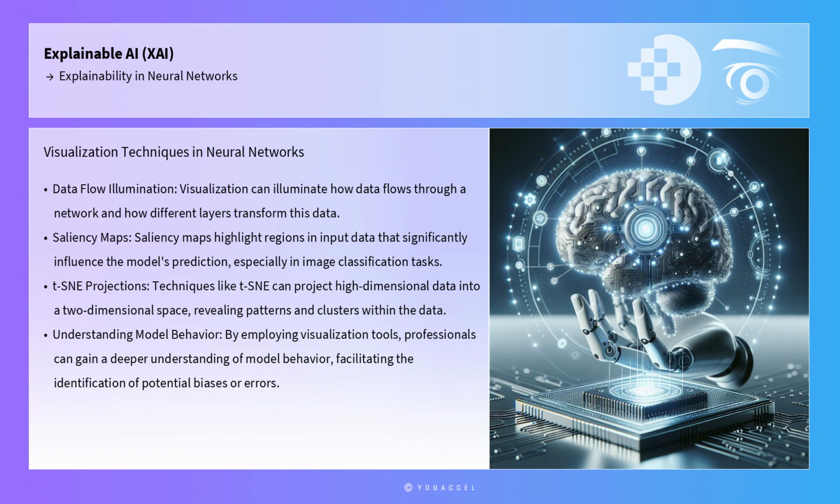Another critical approach to explainability in neural networks involves visualization techniques. Visualization can illuminate how data flows through a network and how different layers transform this data. Saliency maps, for instance, highlight regions in input data that significantly influence the model's prediction. These maps are particularly useful in image classification tasks, where they can identify which parts of an image are most relevant to a given classification.